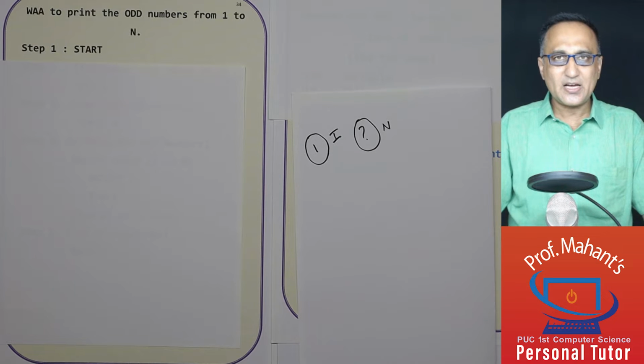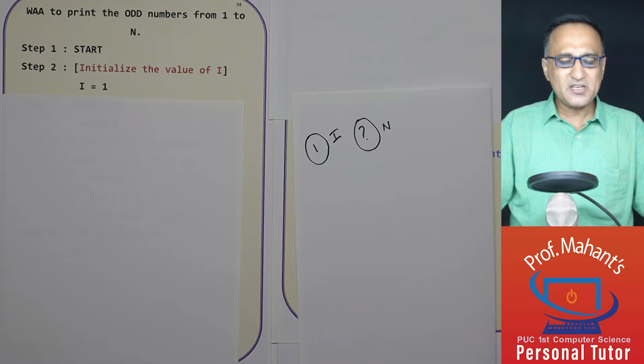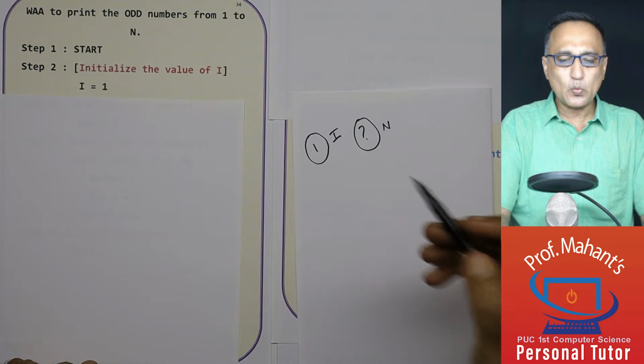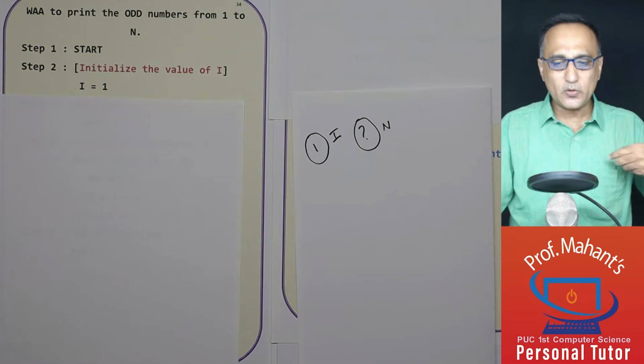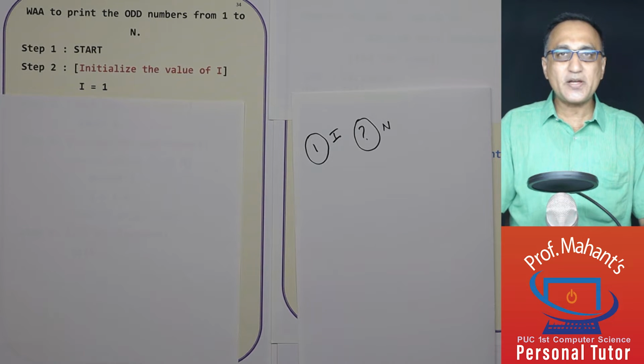In this algorithm, I'm also going to show you another repeat or iteration statement called the while statement. Okay, let's see how the while works. First, I'm initializing the value of I to 1. That means I'm making I equal to 1. I have one part of the puzzle. I have the value of I now. So what do I need to do next?